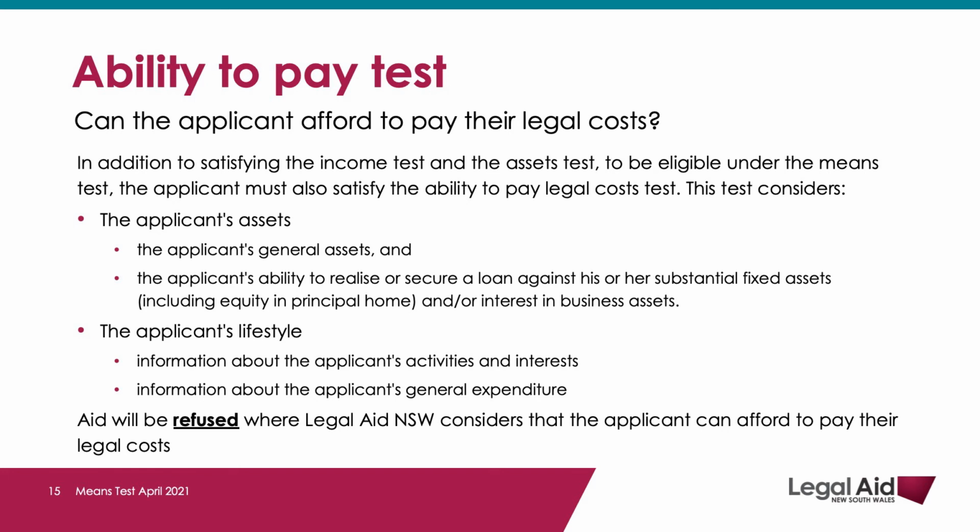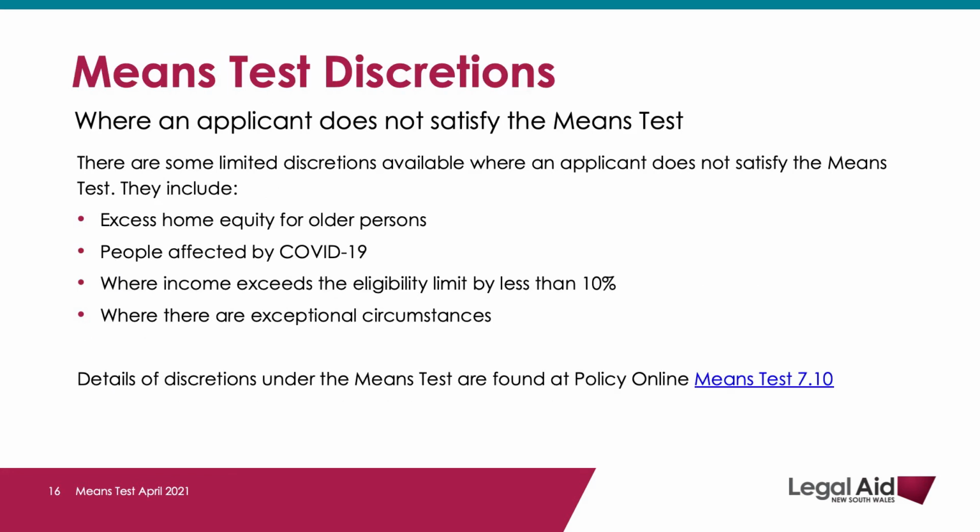Second, we consider the applicant's lifestyle. We do this by looking at the applicant's activities and interests and their general expenditure. Aid will be refused where Legal Aid New South Wales considers that the applicant can afford to pay their legal costs. Where an applicant does not satisfy the means test, there are a limited number of discretions that may be available.